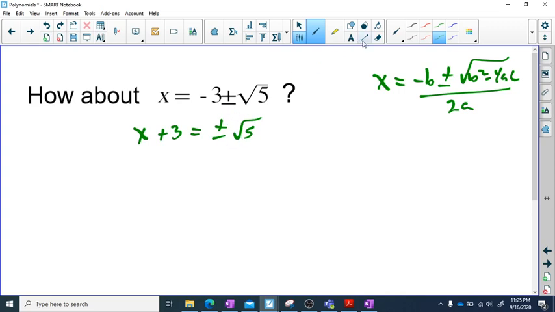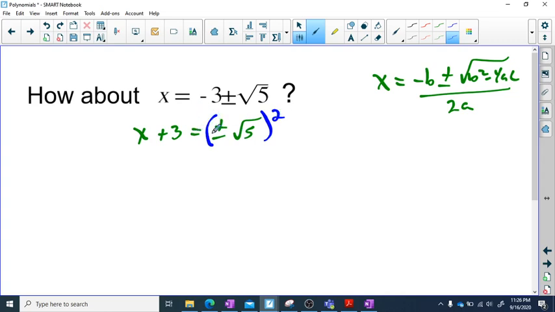The reason you're going to do that is because students will say, well, there's two different numbers here. And they're absolutely right. There are two different numbers there. But if I put the whole right side in brackets and I square it, would it make any difference whether I had a plus root 5 or a negative root 5 after I square it? It wouldn't make one bit of a difference. You're going to get the same thing.